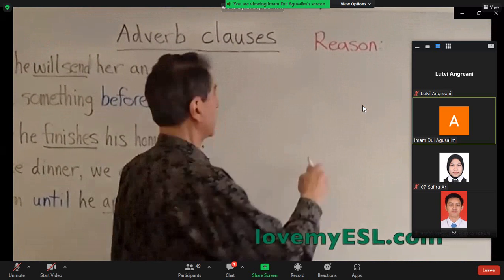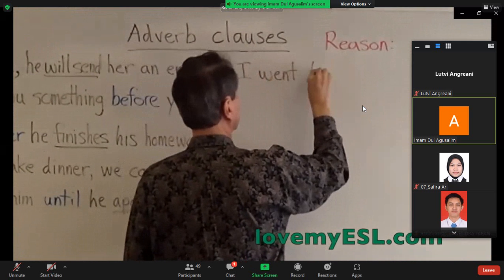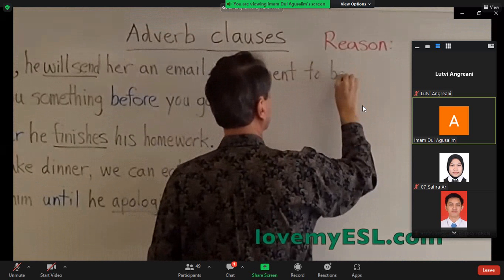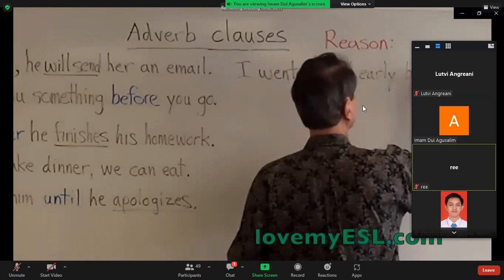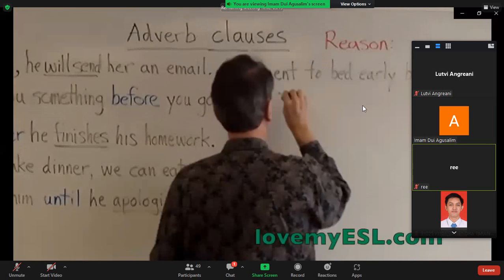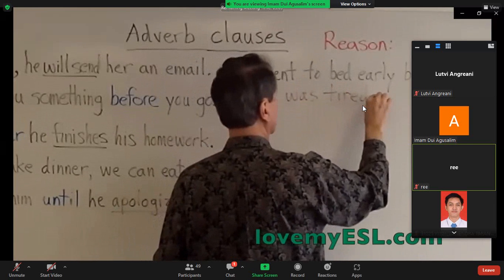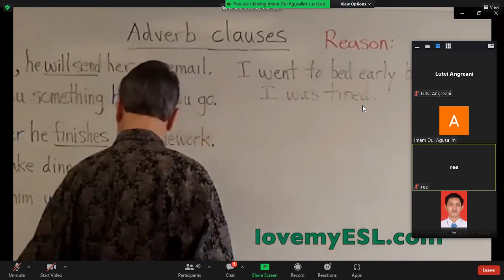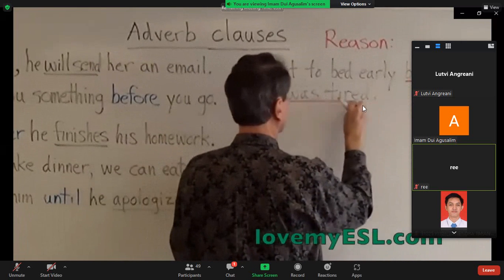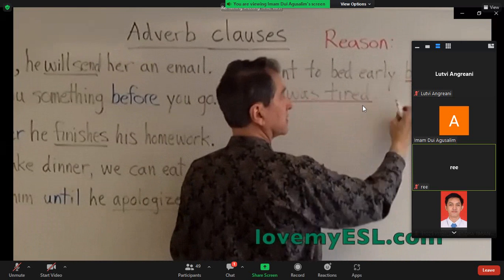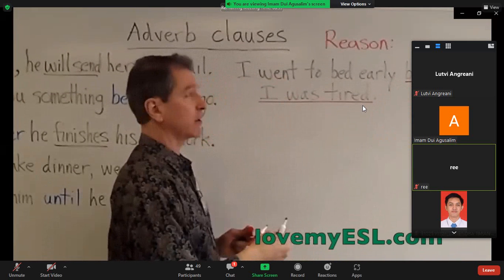Now, over here on this side of the board, I'm going to put some examples for reason. Such as, I went to bed early because I was tired. So this is my adverb clause, because I was tired. Now you'll notice that the adverb clause comes second, so there is never a comma before because when it's in that part of the sentence.